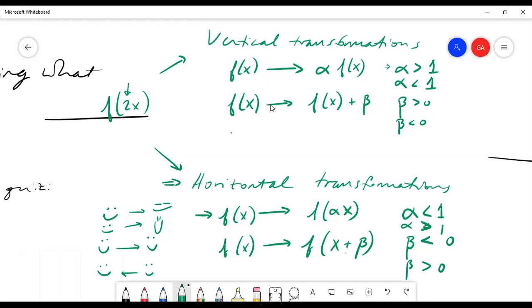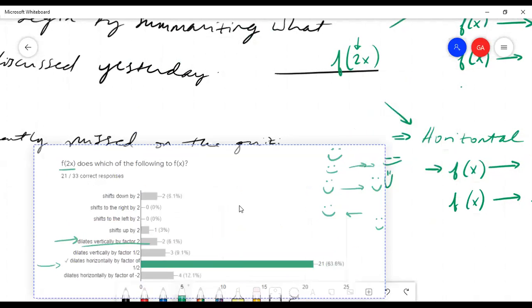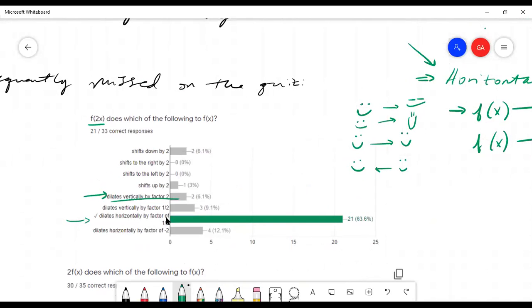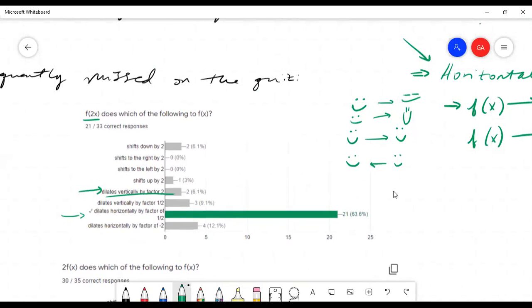And in this case, alpha here is 2, and 2 is greater than 1. This corresponds, as we discussed, to a horizontal squeeze. See how the smiley face has been squeezed horizontally? It turns out that a horizontal squeeze is identical to a vertical stretch, but the way it's written here, you should think of this as a horizontal squeeze. So the answer is dilates by a factor of 1/2, because you're squeezing the function. I hope that makes sense because many people missed that.